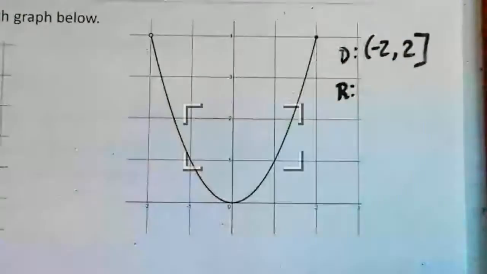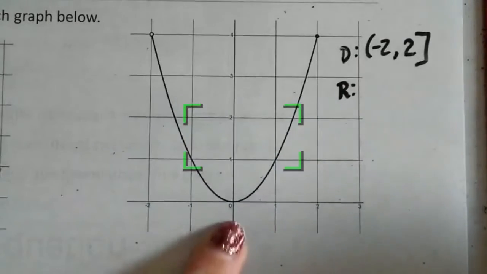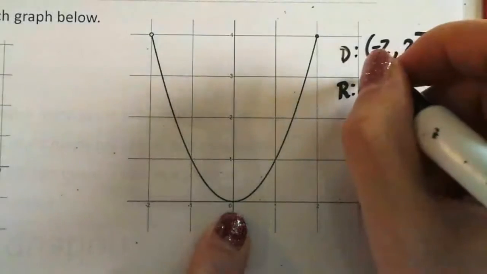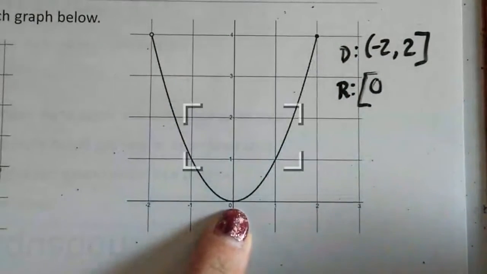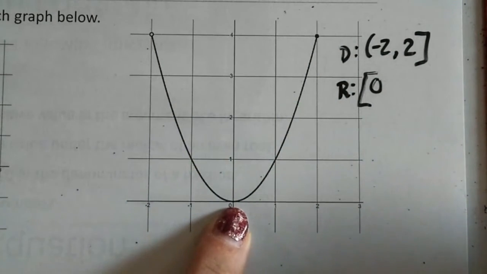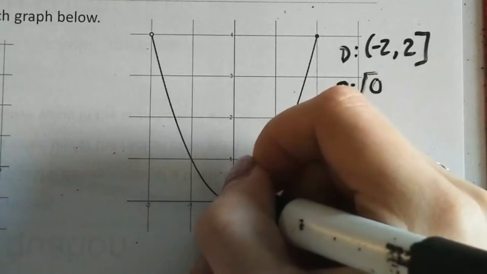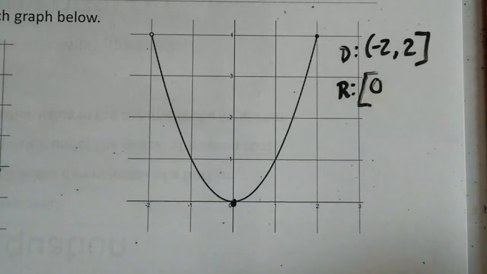For our range, we're thinking of our y values. The lowest we ever go is a y value of 0. We are going to use a bracket on that 0 because we don't see an open circle here. And if we don't see an open circle, we assume there is a point there. So since there is a point where y does equal 0, we get the square bracket.